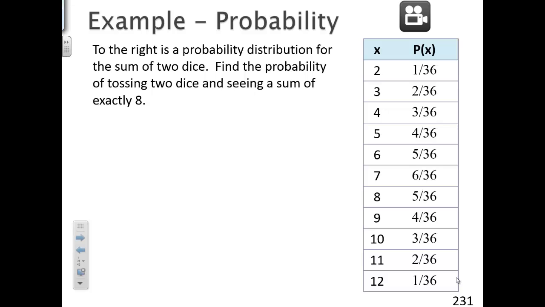In the following examples, we're going to look at finding the probability from a table, looking at the key phrase: what are they asking, what do they want the probability of.